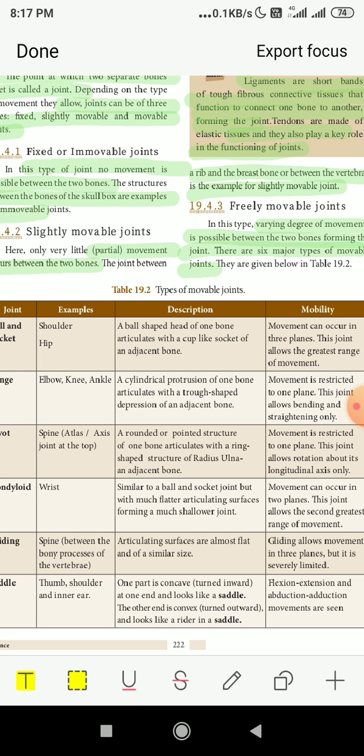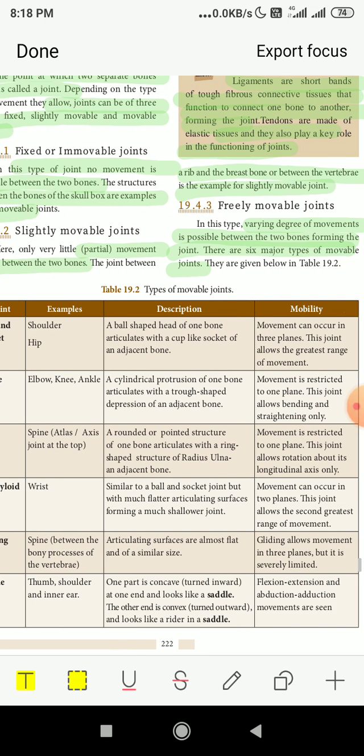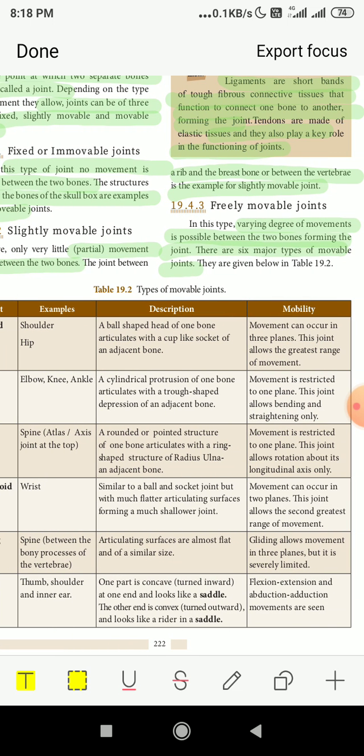We can turn our hands, isn't it? That is because of the ball and socket joint. One is like a cup, the other one is fixed inside. That is called the ball and socket joint. Then next comes the hinge joint. Hinge means it can always move only in one direction. Elbow, knee and ankle are hinge joints. The elbow can move only in the front direction, it cannot move backwards. That is the hinge joint.